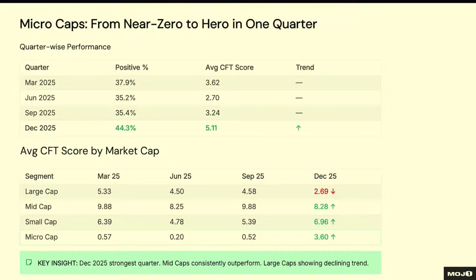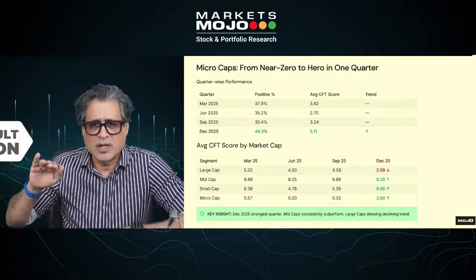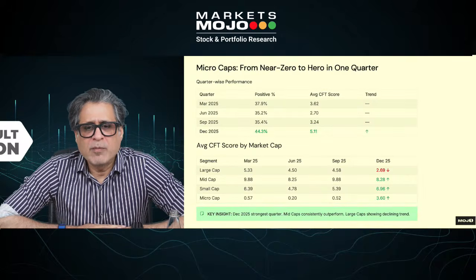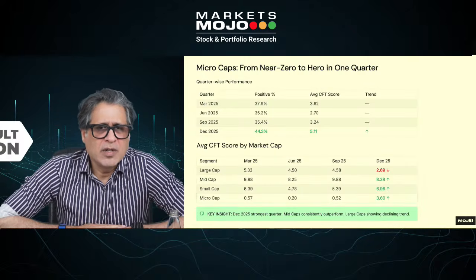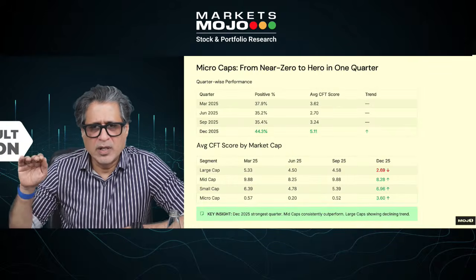Now let's look at the average CFT score by market cap. Large cap, now you have to read the row, and the quarters are in the row this time. March 2025, 5.33. June came down to 4.5 for large cap. September came down to 4.58. December it is further down, which is 2.69. So large cap CFT average score has actually come down.